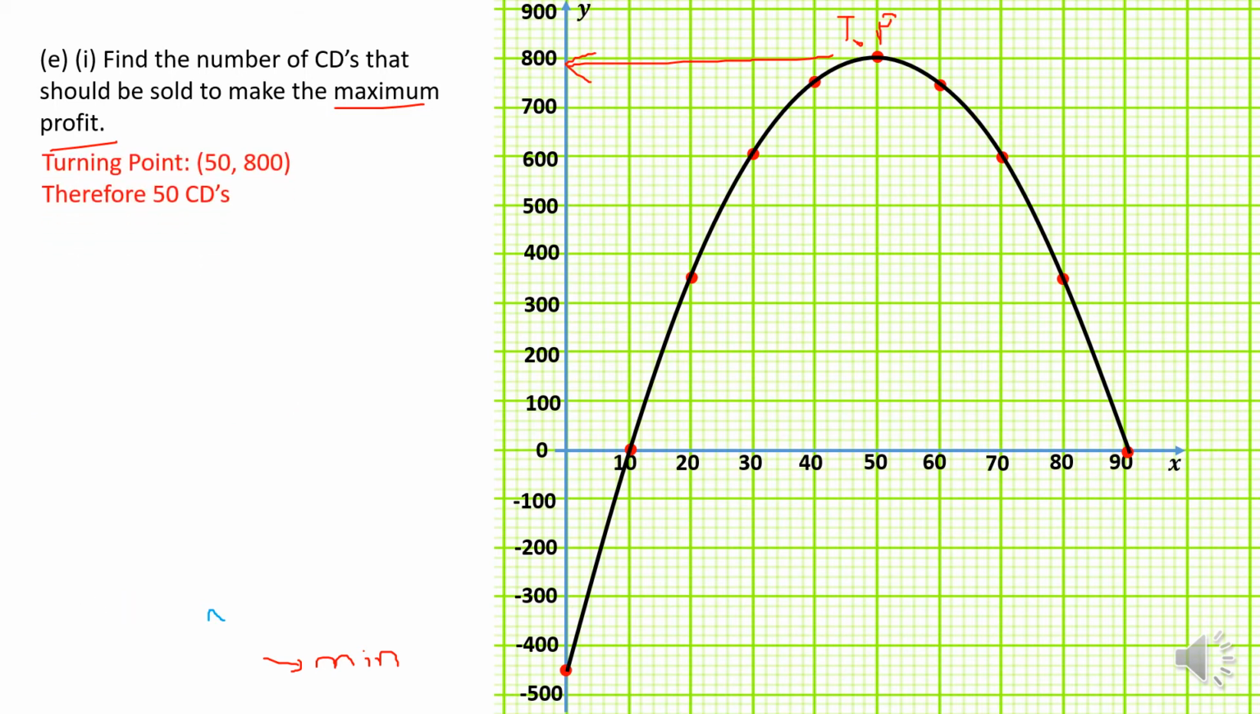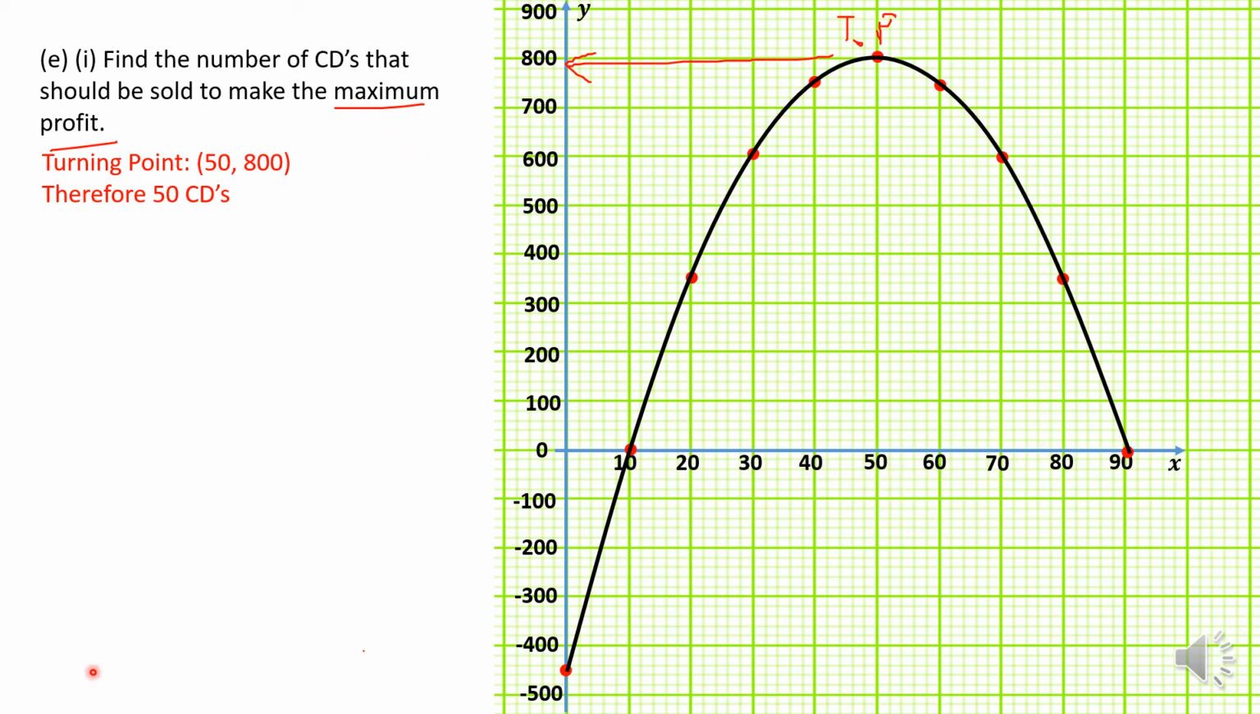So the maximum value therefore is the turning point of the graph, and that should be where you have got 50 CDs. When you read down, you realize you have got 50 CDs, because what you have underneath is the CDs and here is the profit. So they want the number of CDs, so it has to be 50.